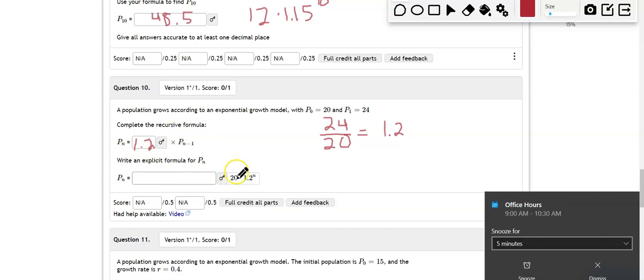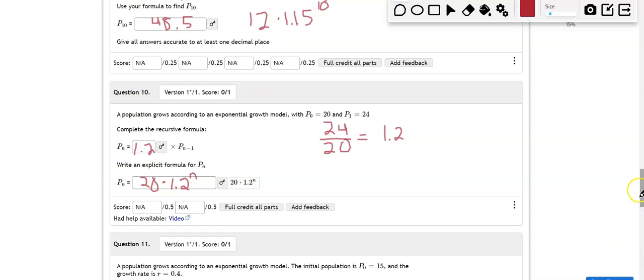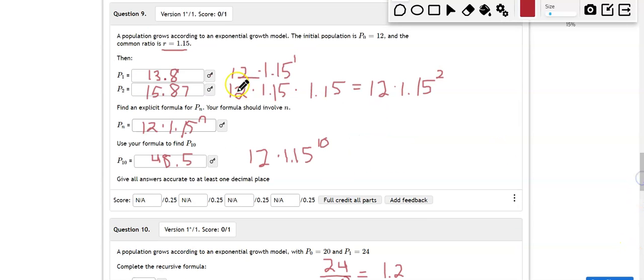All right, and our explicit formula, you're going to use your P sub 0, and then it's always going to be what you got for your common ratio raised to, and notice that common ratio, just like we saw up above, is the thing that's raised to the nth power. So just up above, in the one that we just did, it was our common ratio that was raised to the nth power in our formula, and then our P sub 0 is always out front in our formula.